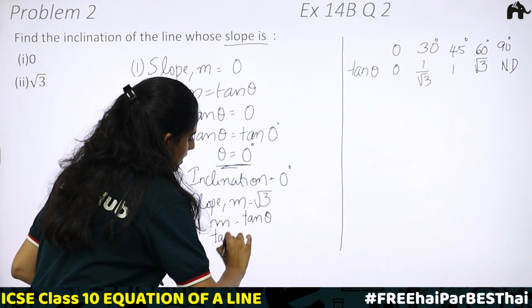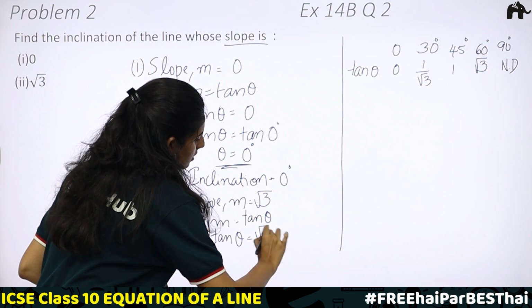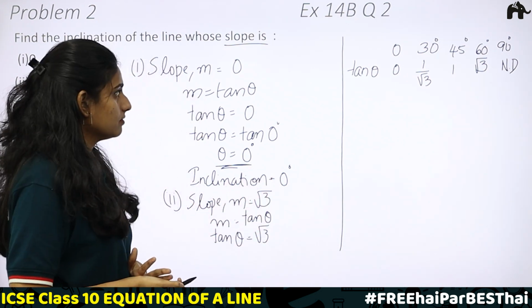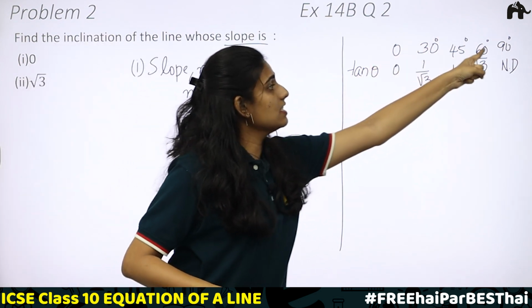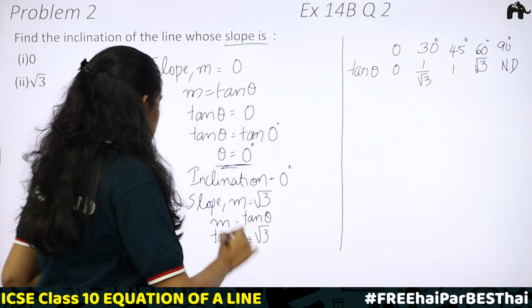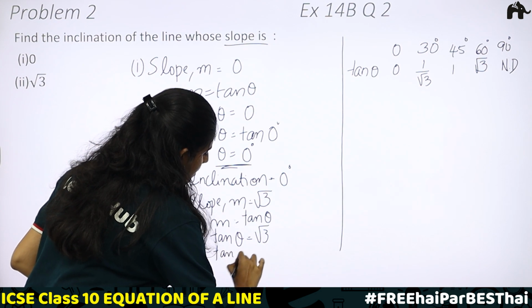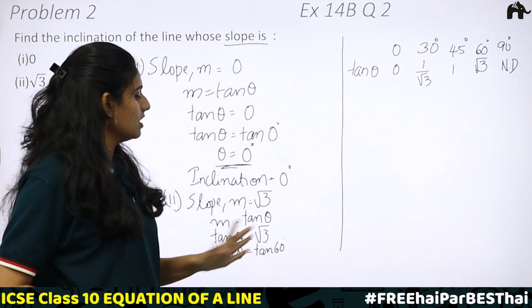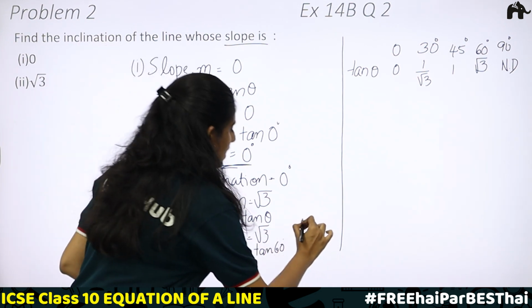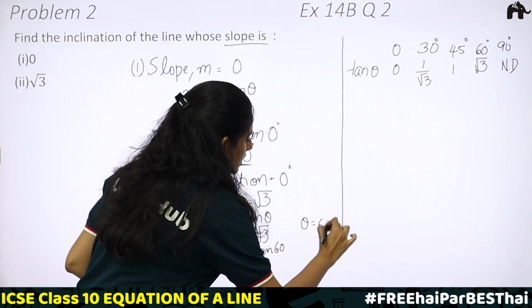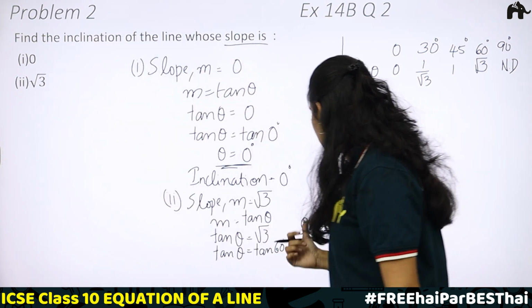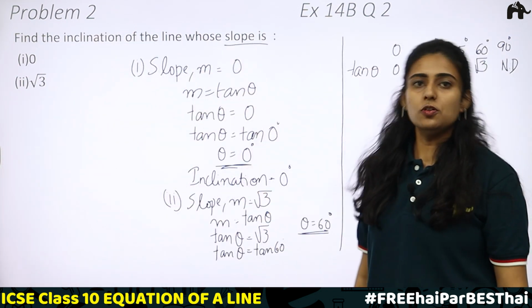Here tan theta is equal to root 3. Where do we get tan theta equal to root 3? Tan 60 degree is root 3. Therefore, we can write tan theta is equal to tan 60 degree. If tan theta is equal to tan 60 degree, we can write theta is equal to 60 degree, which means the required inclination is 60 degree when the slope is equal to root 3.